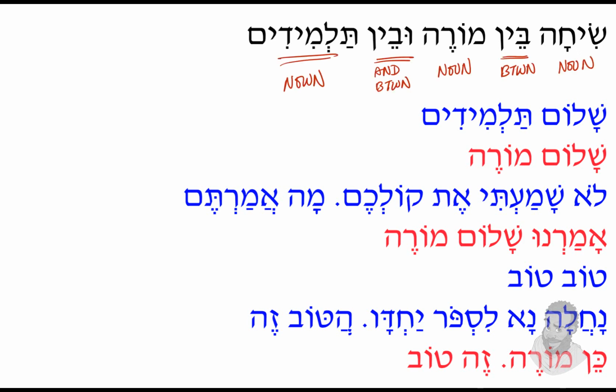So, actually, let's put this back. Now that we have the equation here, okay, let's put it: Beiti bein beitcha uvein beito. Beiti bein beitcha uvein beito. My house is between your house and between his house. Okay? So this is the equation for that.